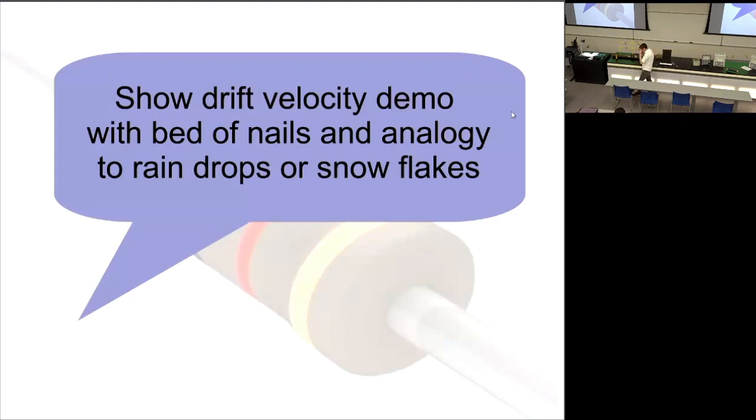Another analogy is raindrops or snowflakes. When I came in yesterday, it was snowing. I was looking at the snowflakes, and of course, what am I thinking about? I'm thinking, oh, that's a wonderful analogy for electrons in a wire, right? All those little snowflakes are not accelerating towards the ground at ever increasing velocities. Rather, they're drifting towards the ground because they're interacting with the air that's causing a drag, just like the ions cause a drag.